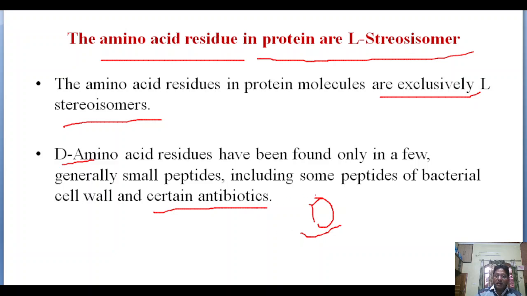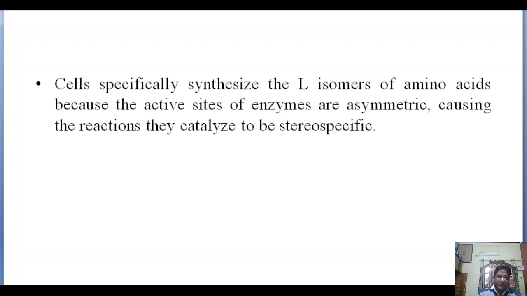These enzymes are also very stereospecific, because in our proteins, with the exception of some bacterial cell wall proteins and some antibiotic proteins, the amino acids are L stereoisomers. So what we are saying is that the cell specifically synthesizes the L isomer of the amino acid. Which type of amino acid does the cell synthesize? That is the L type of isomer, because the active site of the enzymes is asymmetric.